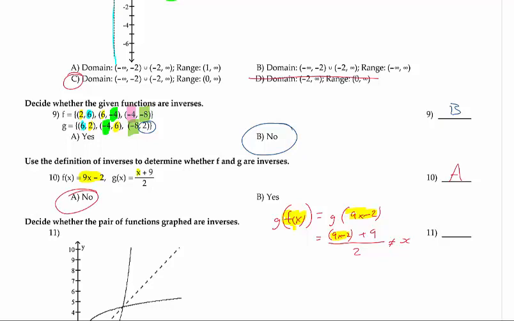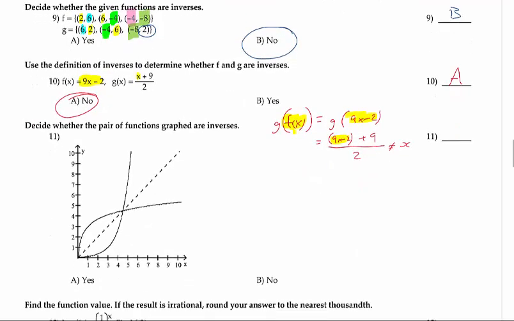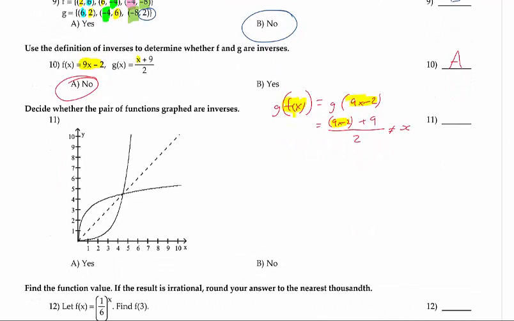All right, number 11. Decide whether the pair of functions graphed are inverse functions. Well, all you have to do is look at the line y equals x graphed right here. Notice that these two lines are in fact symmetrical about that line. Therefore, yes, indeed, they are inverse functions of each other.